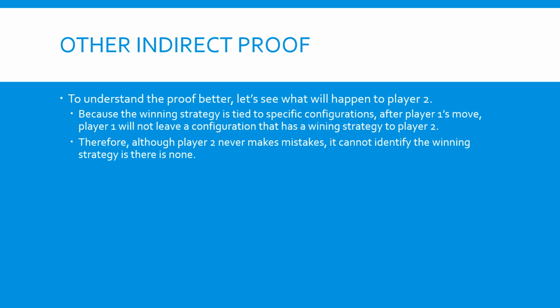To understand the proof better, let's look at what happens to player 2. Because a winning strategy is tied to a specific configuration, after player 1's move, the resulting configuration will not contain any winning strategy if player 1 has made a smart choice. In this case, even if player 2 never makes a mistake, it cannot identify a winning strategy if it does not have one.